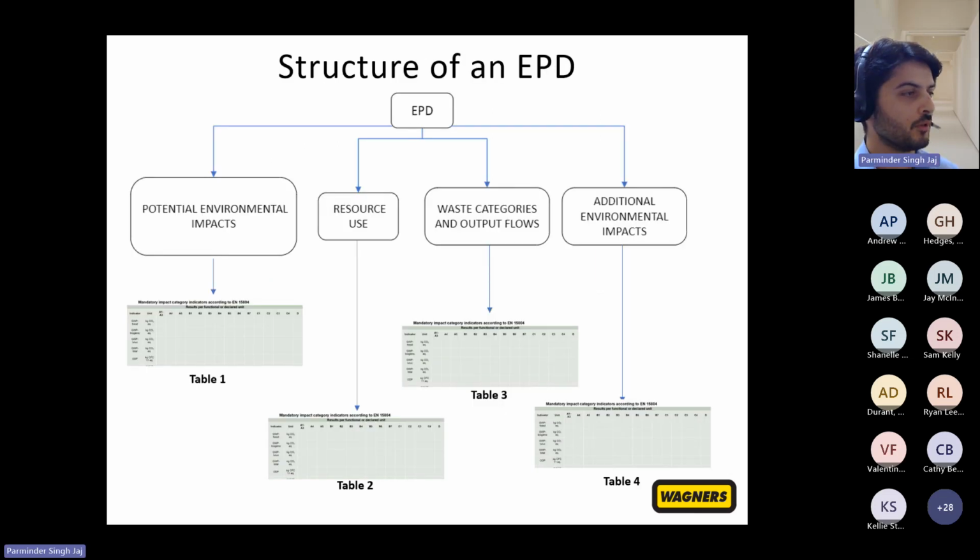So remember the table we discussed? There are basically 4 types of tables in an EPD. They showcase different emissions and environmental impacts. So the first table, for example, will tell us more about potential environmental impact. We will go through them later in this presentation. The second table tells more about resources used. The third table will be more about waste categories and what sort of waste is generated, can be hazardous, non-hazardous. And the last table will tell us more about additional environmental impacts.